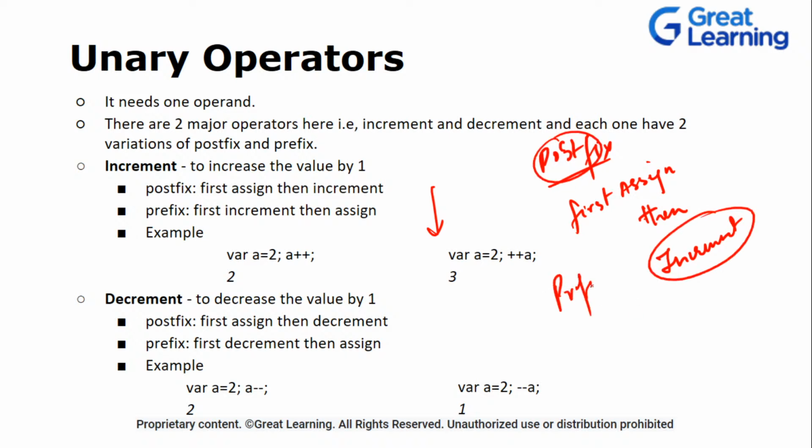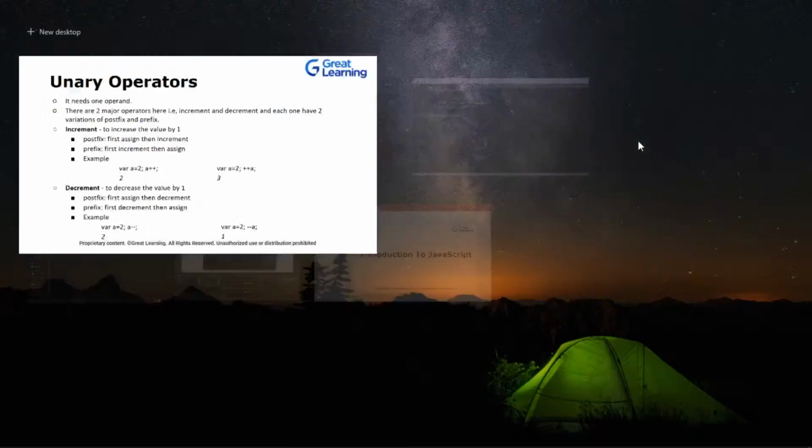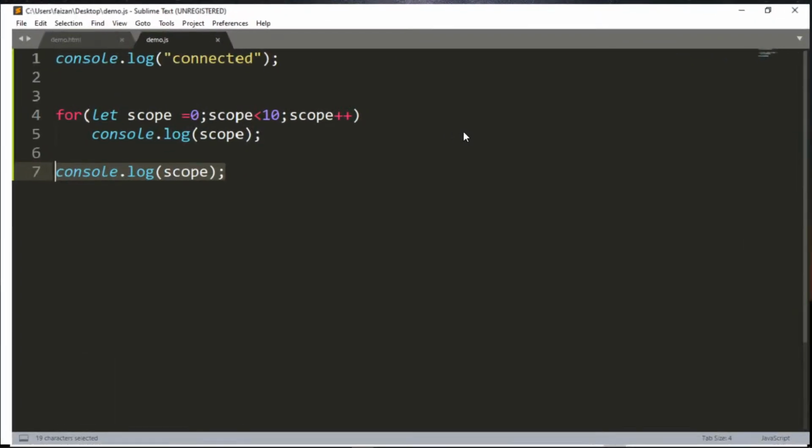Pre increment means first increment the value and then assign. We are talking about increment, right? Is this thing clear? Now let's do a fun little exercise on this. Similarly, you have decrement, you can either do the post decrement or the pre decrement. So now let's go into our console and try to understand how this works.